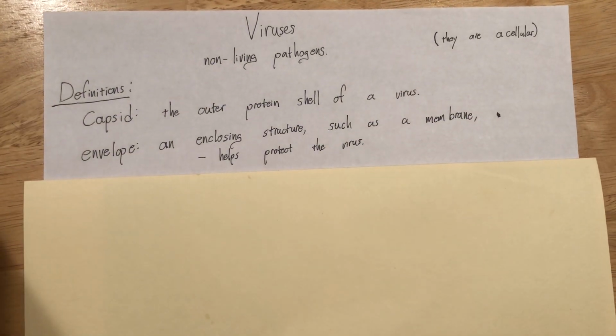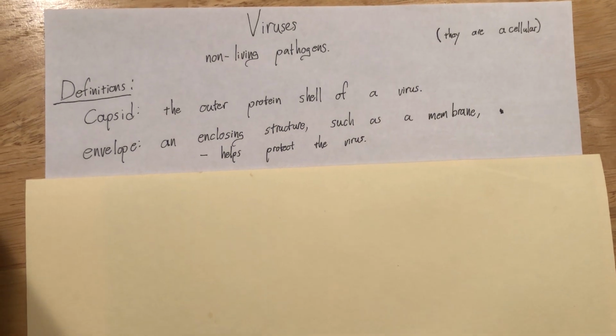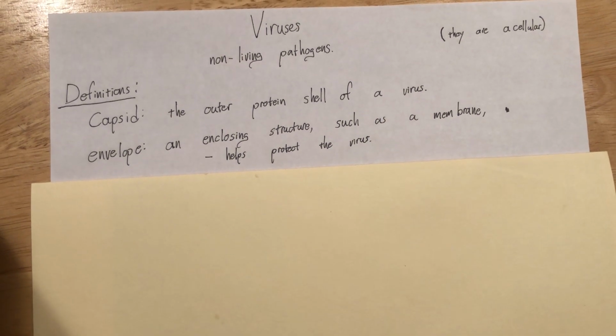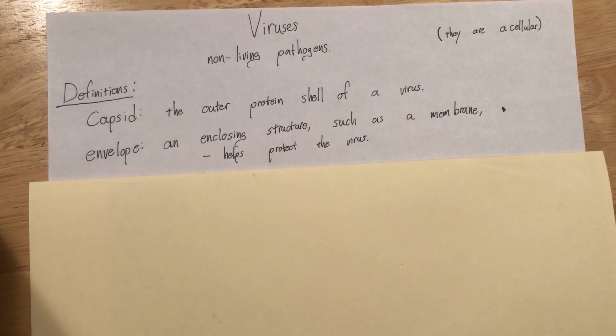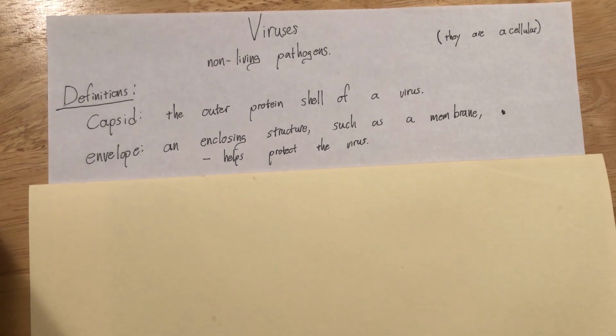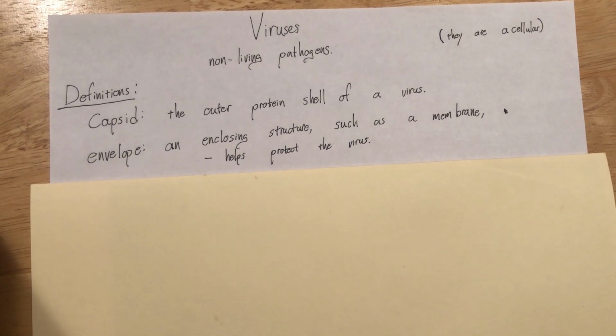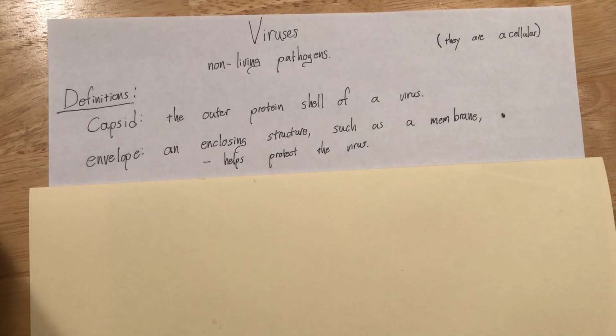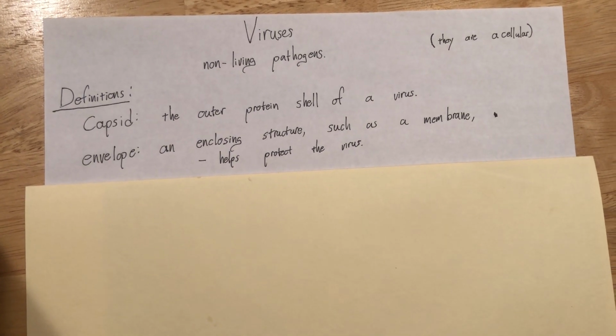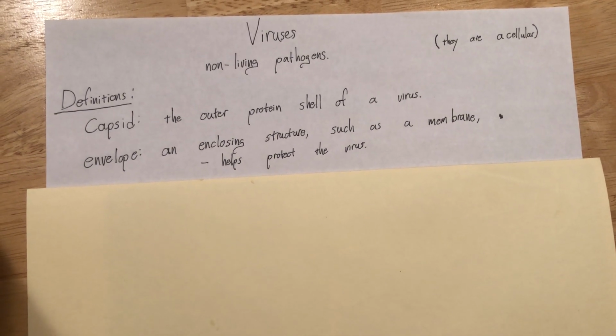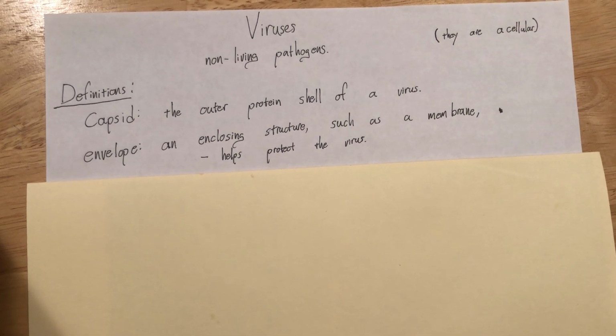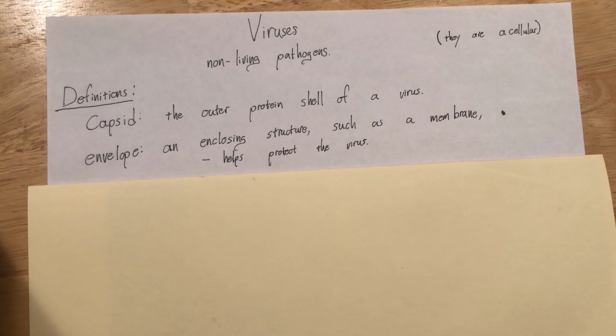A couple definitions to get us started. All viruses have a capsid. A capsid, it's the outer shell, it's the shell of a virus. It's made out of proteins, and some viruses also have an envelope. This is an enclosing structure, usually a phospholipid bilayer membrane, and it helps protect the virus.